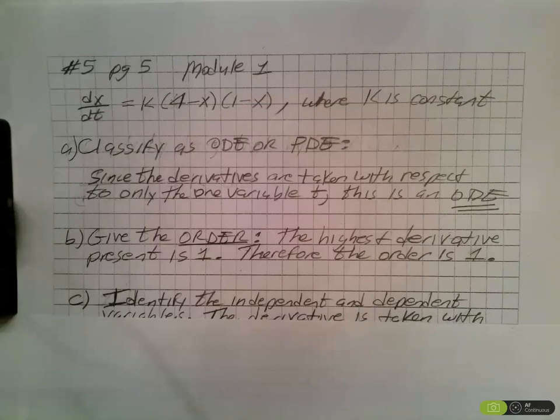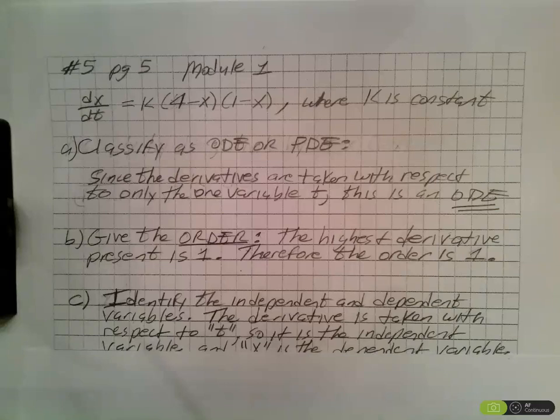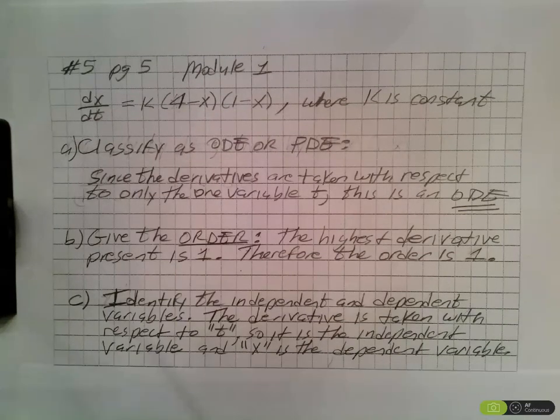Next, we're asked to identify the independent and dependent variables in this equation. I usually start by taking a look at the derivatives that are present. And again, we're taking a derivative with respect to t, so that's going to mean that t is going to be the independent variable in this case. And it's a derivative of x, so that makes x the dependent variable in this case.